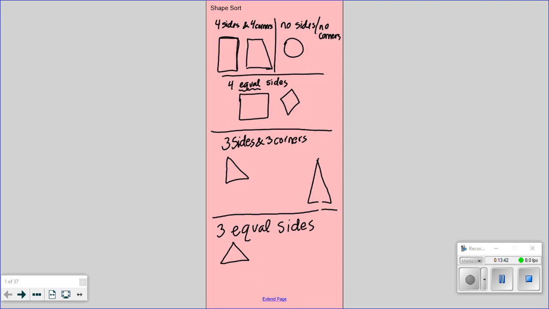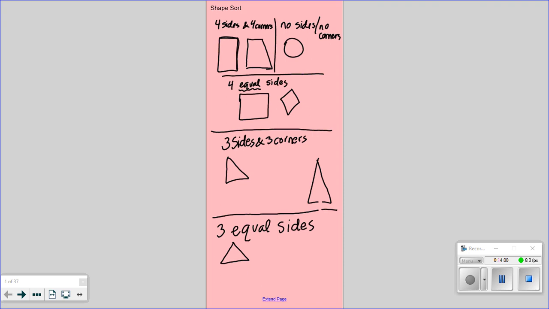Marlon, what are you thinking? They all have the same size. Like, so circle has no size. Okay, but we're not in the no sides, no corners category. We're only looking at the 4 sides, 4 corners.